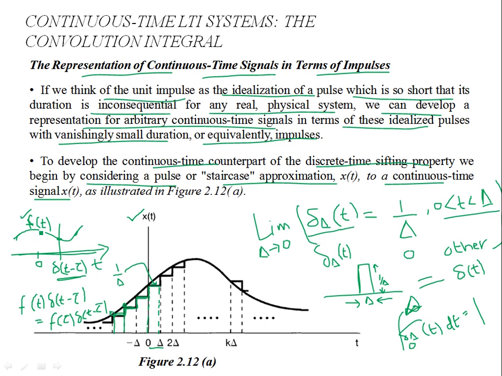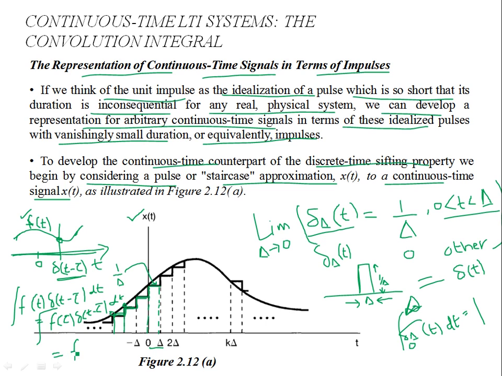If you multiply this with f of t, then that means this will be f of tau delta t minus tau, okay, because otherwise the function has become 0. So at a particular instant of t equal to tau, the weight of the impulse is f of tau, okay, which means if you take the area on both sides, if you integrate this with respect to time, what you get is f of tau.